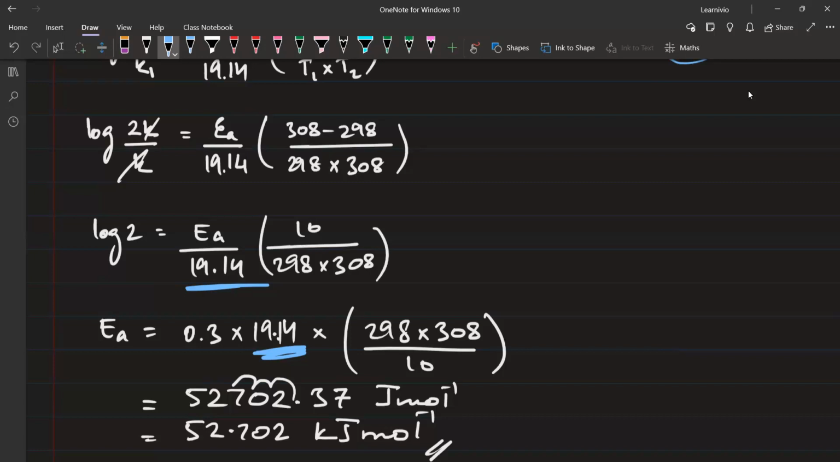Okay, now see here, log 2K upon K will cancel, you will get log 2, it is equal to EA upon 19.14 into 10 upon 298 into 308. EA will go to that side with 19.14, and this will be the reciprocal of the one which is in the bracket. So you'll have 0.3, that is the value of log 2, multiplied by 19.14 multiplied by 298 into 308 divided by 10. Once you solve this whole thing, you will get the answer as 52.702 kilojoule per mole.